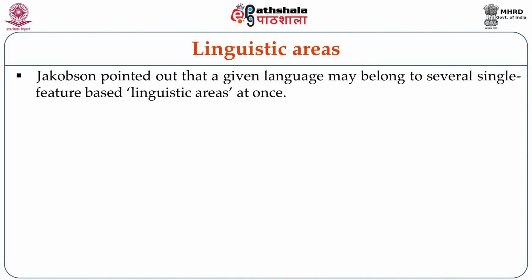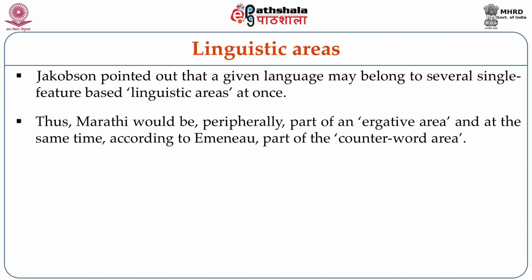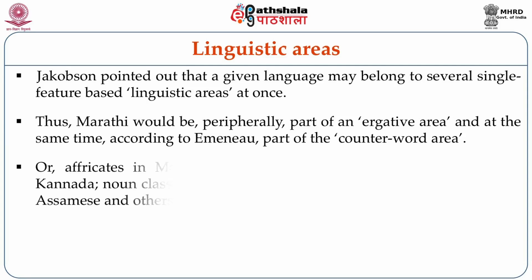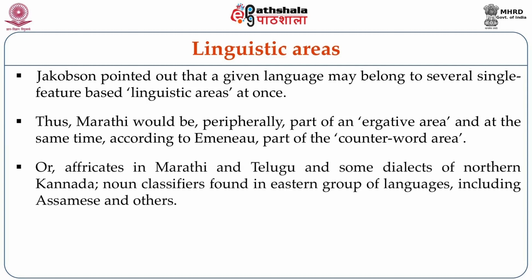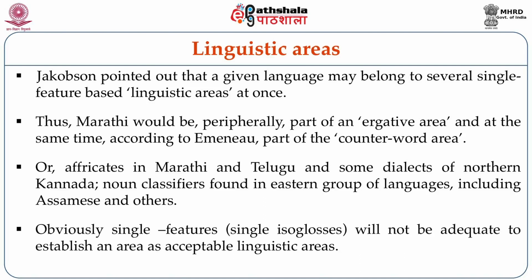Jakobson pointed out that a given language may belong to several single feature-based linguistic areas at once. Thus, Marathi would be peripherally part of an ergative area and at the same time, according to Emeneau, part of the counter word area. Or affricates in Marathi and Telugu and some dialects of northern Kannada, and noun classifiers found in the eastern group of languages, including Assamese and others, belong to the same type.